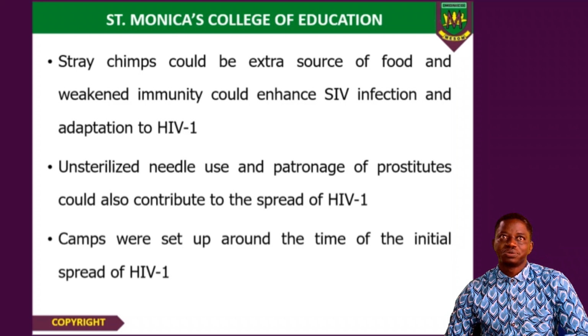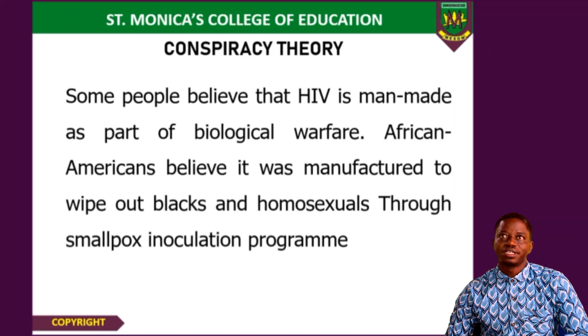And then the last one is what we call the conspiracy theory. People believe that HIV is man-made as part of biological warfare. So African Americans believe it was manufactured to wipe out blacks and homosexuals through a smallpox inoculation program. So they also say that HIV is man-made, and it is the brain behind the white man to wipe away or to kill all blacks, and that's why they brought about this idea of HIV. And they are saying that this theory is not scientifically well proven.